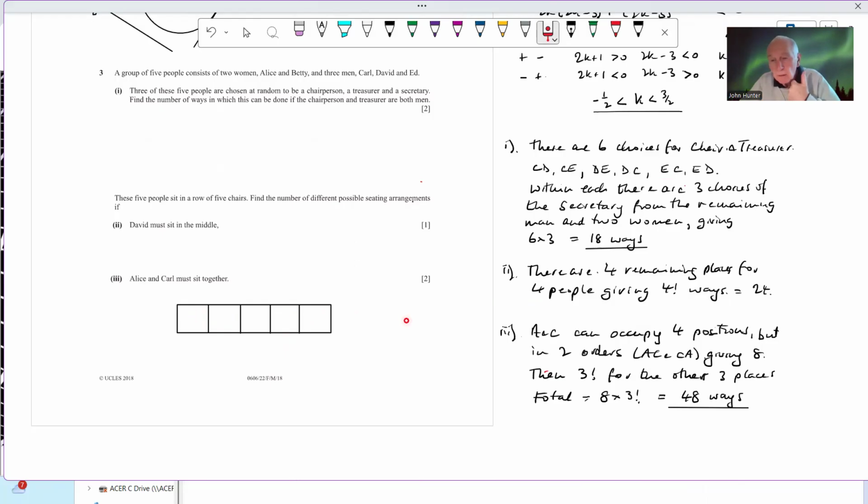So that's four different people could go into the first one, three into the second, two into the third, and then one. So 4 factorial, that's 24 ways. And then Alice and Carl must sit together.